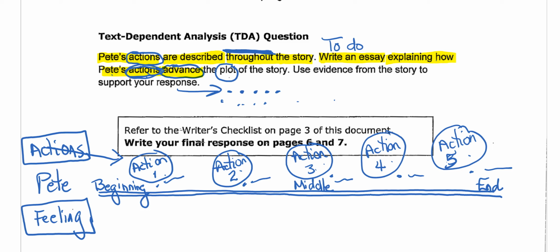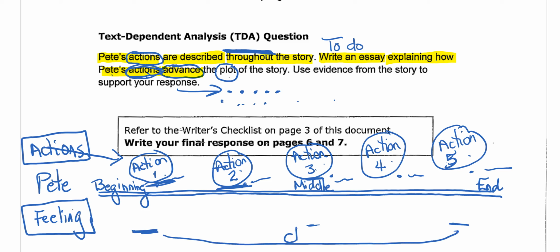So somebody might do this action because they're feeling a certain way. They might do this action because they're feeling a certain way. And then when you go from feeling here all the way to here, you can see that there's been a change. Okay? We're going to be looking for some kind of a change when we read the passage.